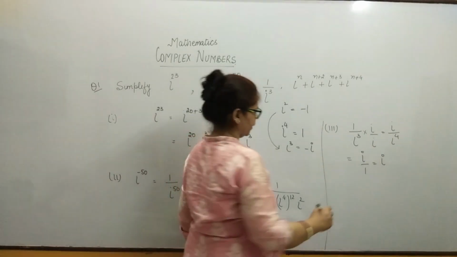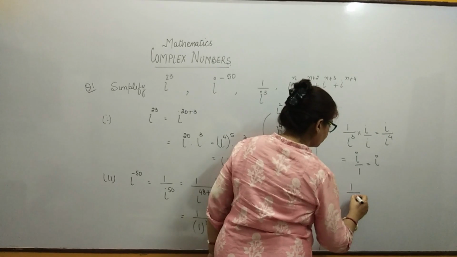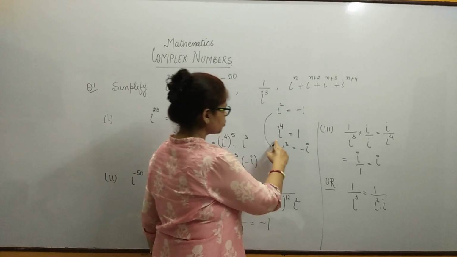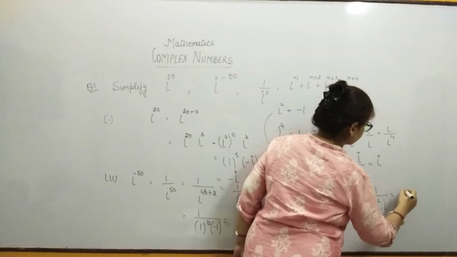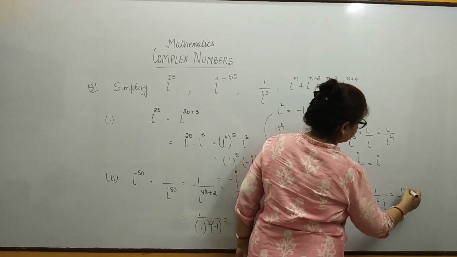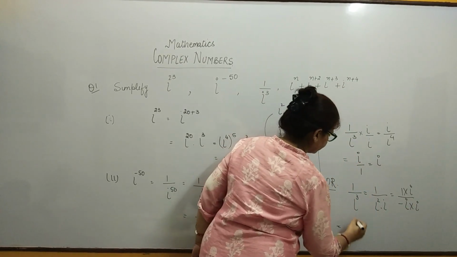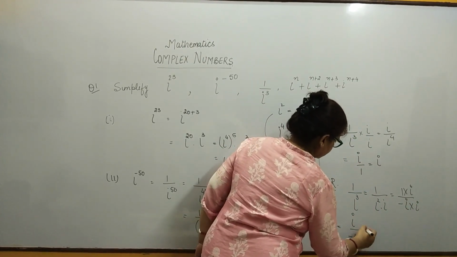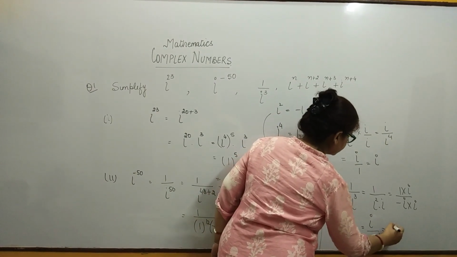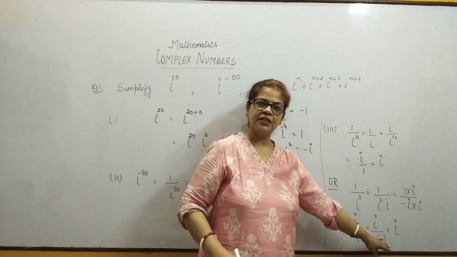And the second way, i cube can be written as i square into i. i square is minus 1. So it will become minus i. And 1 upon minus i, but you have to multiply numerator and denominator by i. You need to do some practice, dear students, only then you can do it. This is i. In both the cases, your answer is plus i.